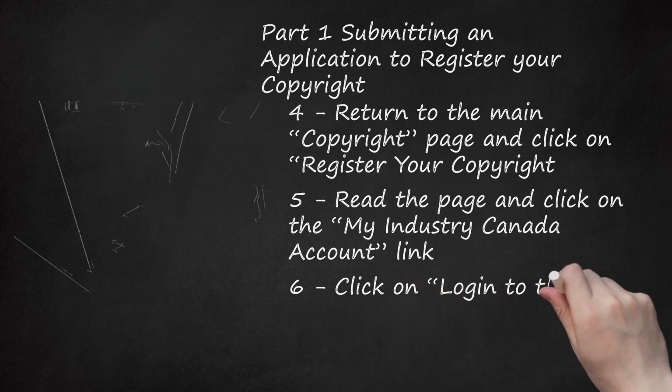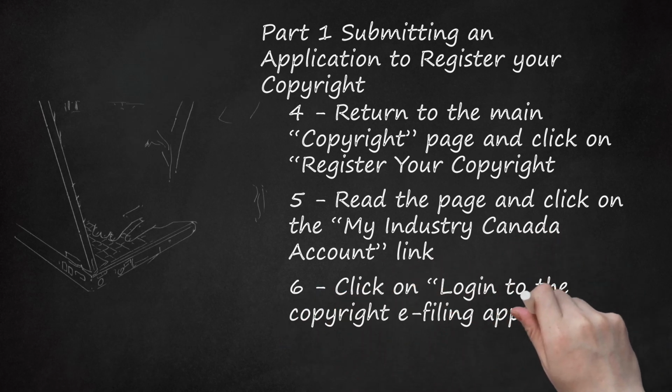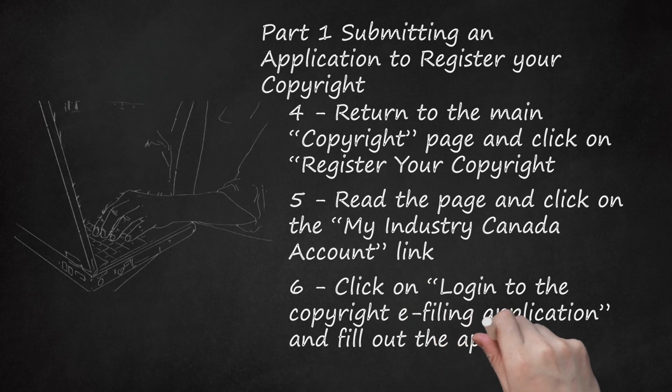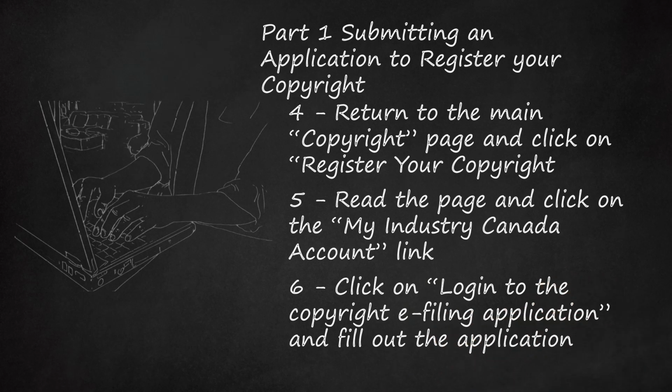6. Click on Login to the Copyright e-filing application and fill out the application. You can both fill out and submit the entire application from this link. To register your copyright, you will need to title your work and place it within a category: photograph, music, artistic work, literary work, or dramatic work. If your work fits in multiple categories, you will still need to select one of the categories. Pick the one that best suits your work.